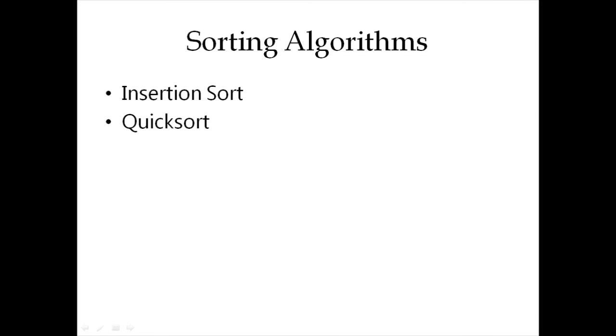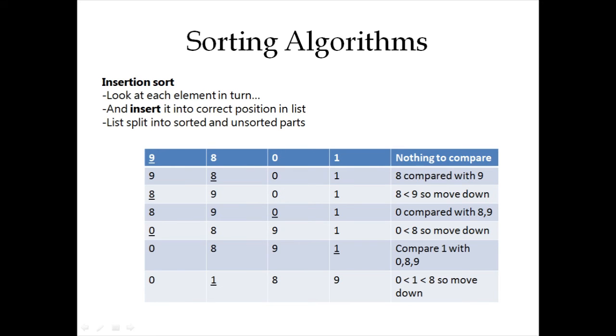Sorting algorithms. In F453, you will need to know insertion sort and quick sort. With an insertion sort, you look at each element in turn and insert it into the correct position in the list. A common mistake is to move the data value down the list one by one until it's in the correct place, which is similar to a ripple sort. A sorted part of the list forms on the left side until all of it is sorted.